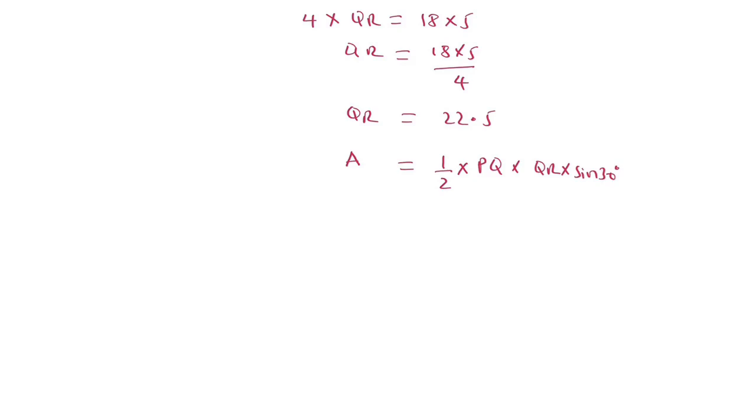Okay, so applying this, we are going to have area equals 1 over 2 times 18 times 22.5 times 0.5, of which after solving the values, we are going to have area equals 101.25 centimeters squared. And this is the area of triangle PQR requested.